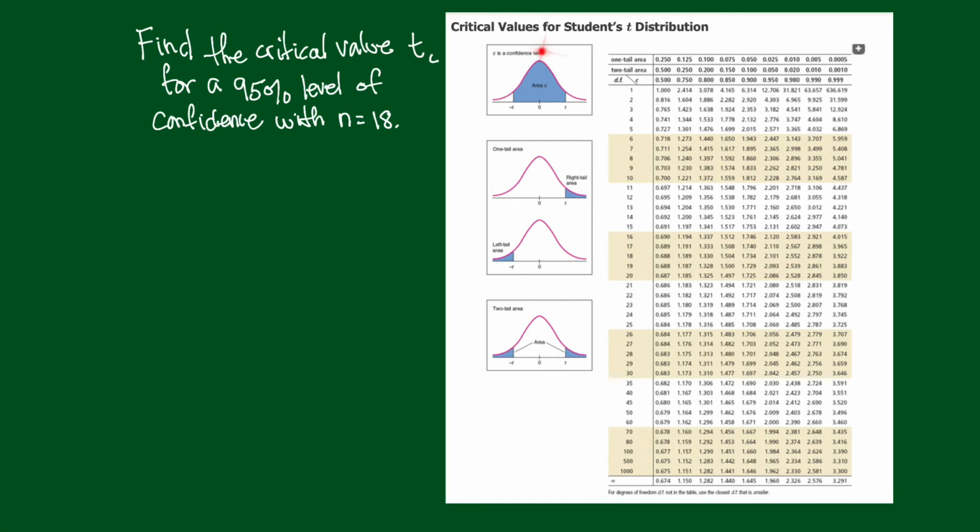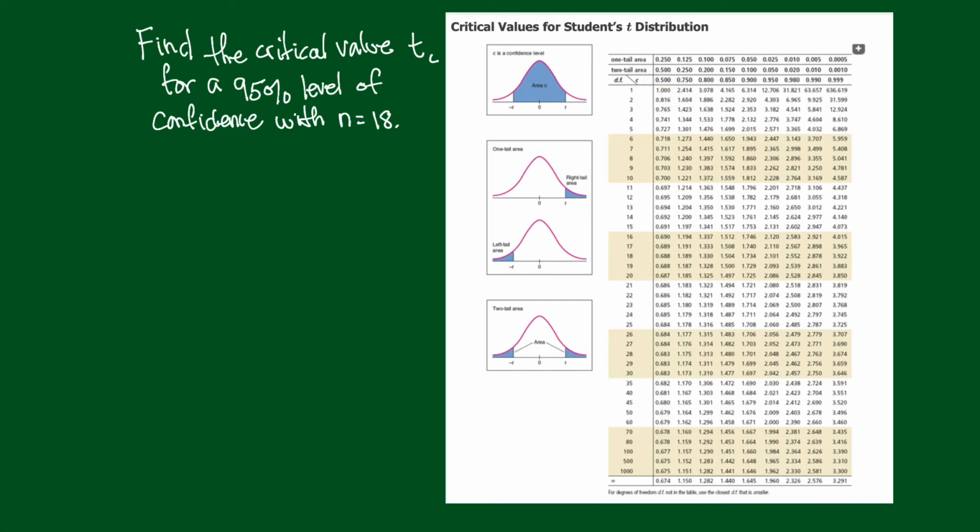So right now we're dealing with confidence intervals. If you look over here, we have a one-tailed area, that is for hypothesis testing. We have a two-tailed area, that's this one down here, and that's also for hypothesis testing. What we want is confidence level, so we're going to be reading from this row right here.